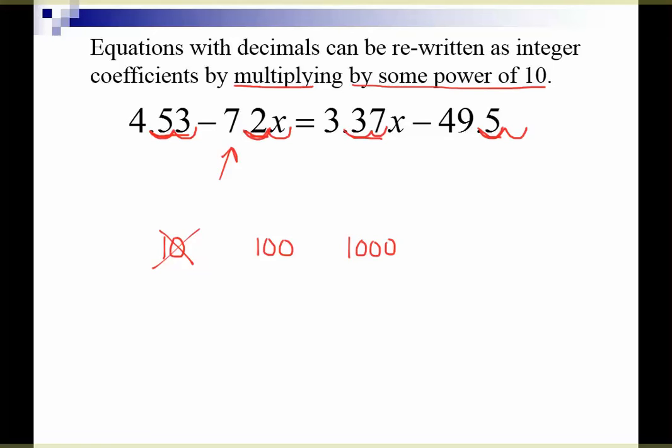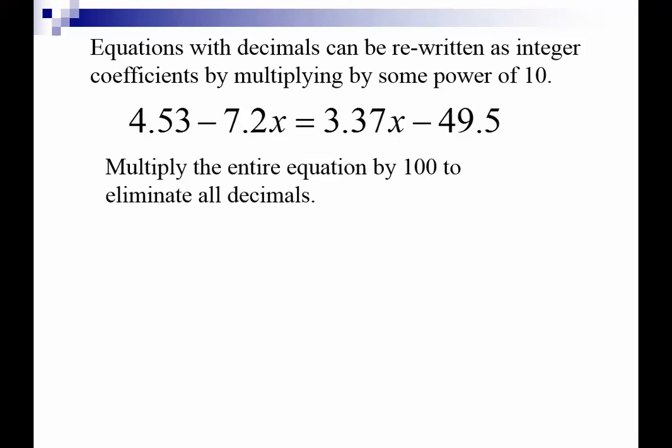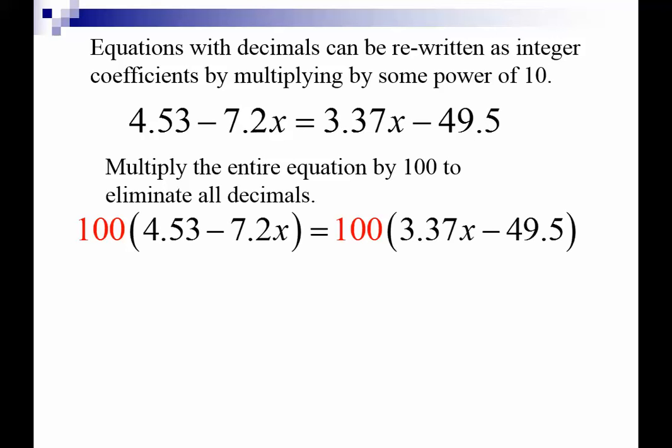Let's take a look at what your actual work is going to look like. We just decided that we're going to multiply both sides of the equation by 100. So what I want you to do on your paper right now is go ahead and put the entire left-hand side inside parentheses and then give it a coefficient of 100 because you're going to multiply the whole left side by 100. Also put the entire right-hand side inside parentheses and multiply it by 100. And it can look something like this.